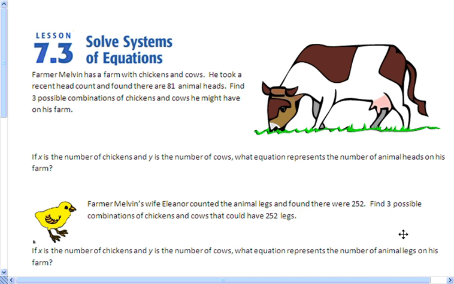Farmer Melvin has a farm with chickens and cows. He took a recent head count and found there were 81 animal heads. Find 3 possible combinations of chickens and cows he might have on his farm.